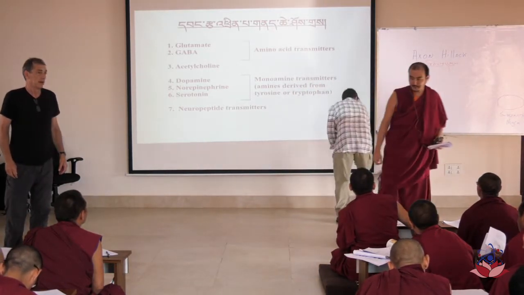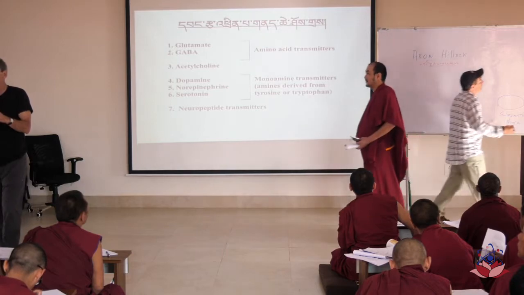If you destroy the substantia nigra, what happens to the dopamine neurons?